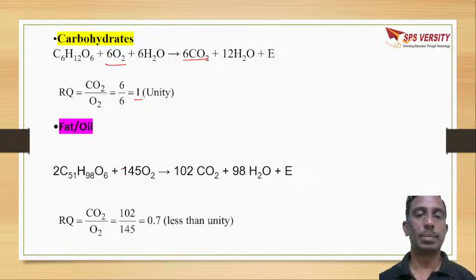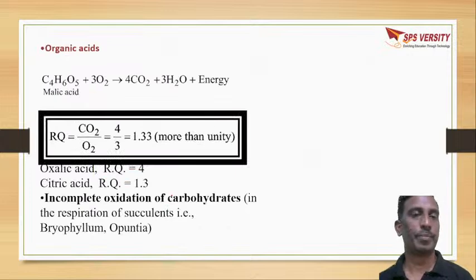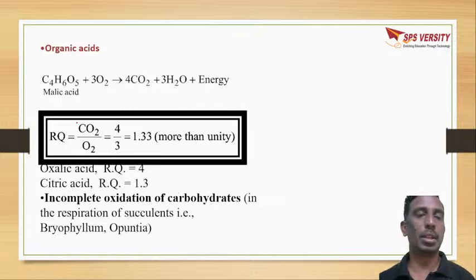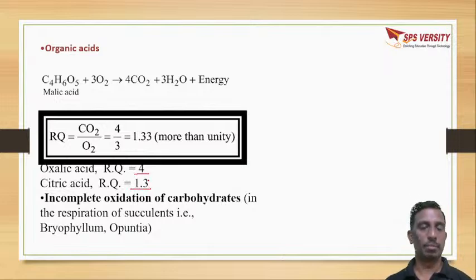Fats और oils, fats में ज़्यादा O2 utilize होता, less CO2. That is less, means 0.7. Organic acids mean more CO2 is released and less oxygen is taken. 4 by 3, that is more than 1. Oxalic acid का RQ value 4 रहता और citric acid RQ value 1.3.